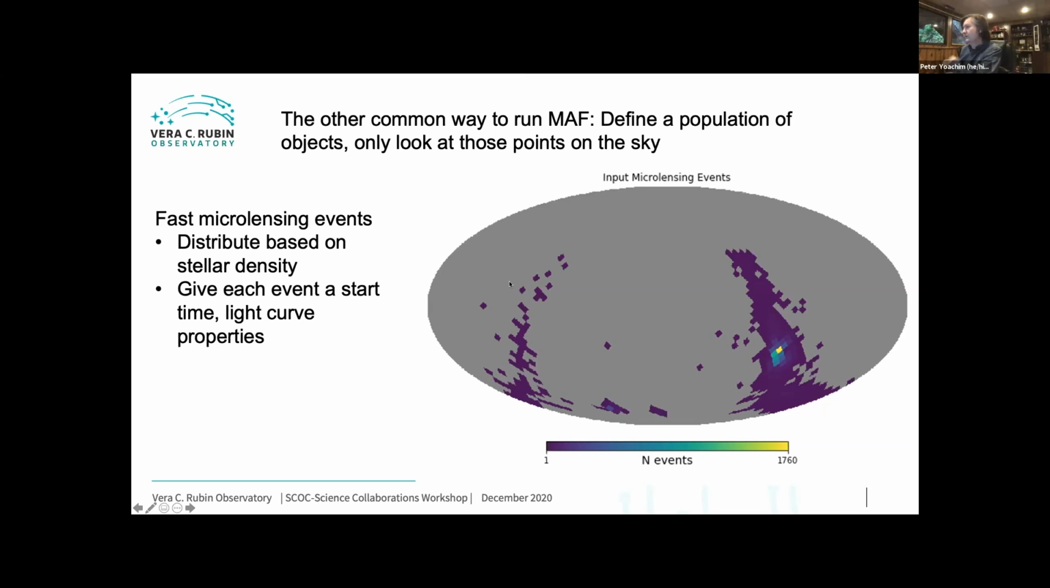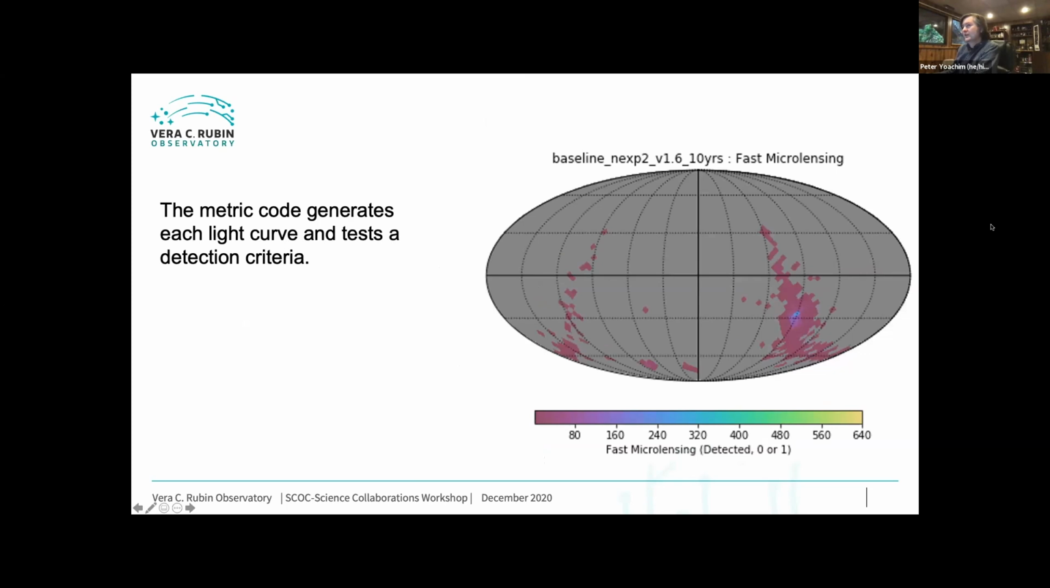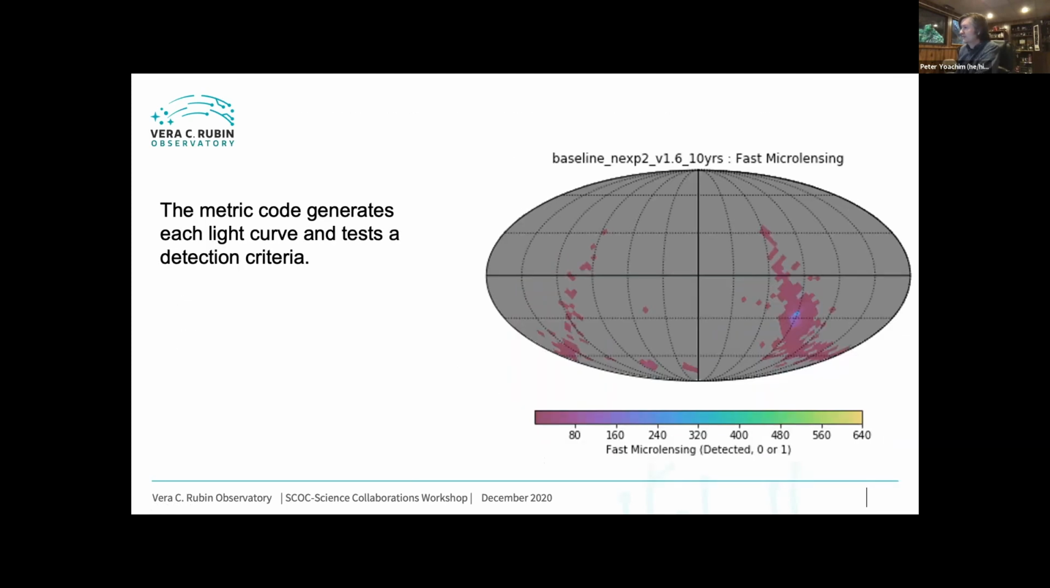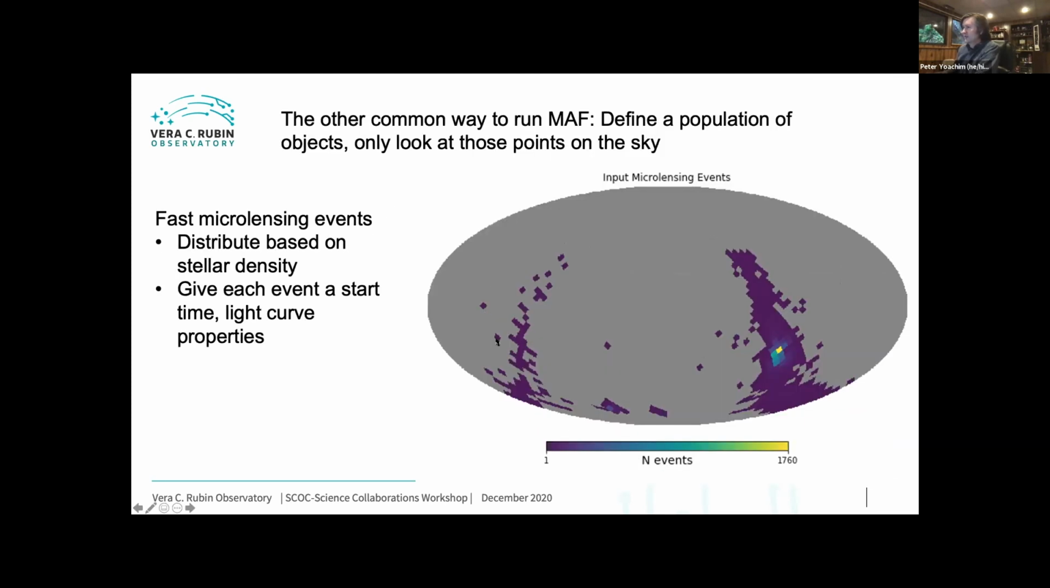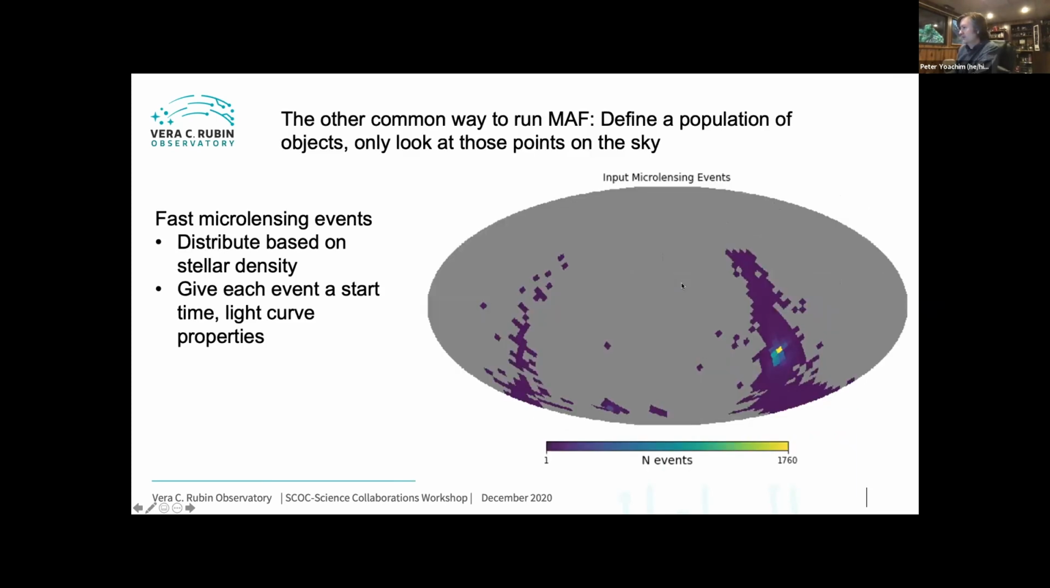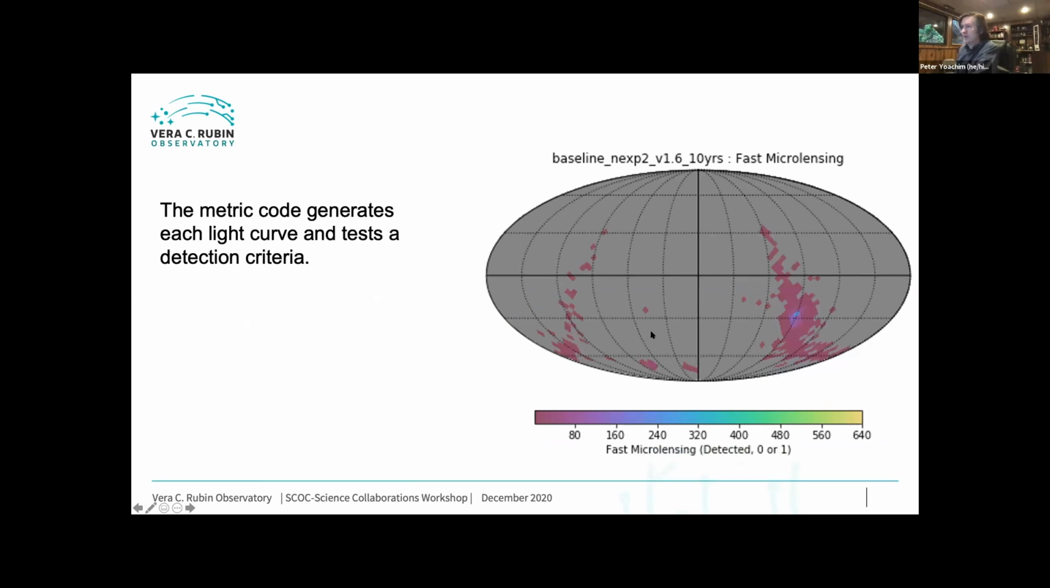And now when we run MAF, we just go to each of those light curve points, and the metric code generates each light curve and tests the detection criteria. And now we say, 0 or 1, did we successfully detect that microlensing event? We can flip back and forth, and you can see those couple points out there disappeared. We didn't pick those up, but some of the other ones we did. And obviously, most of the events are concentrated on the bulge, and so that's where we detect most of them. You can see the LMC and SMC pop in down there.